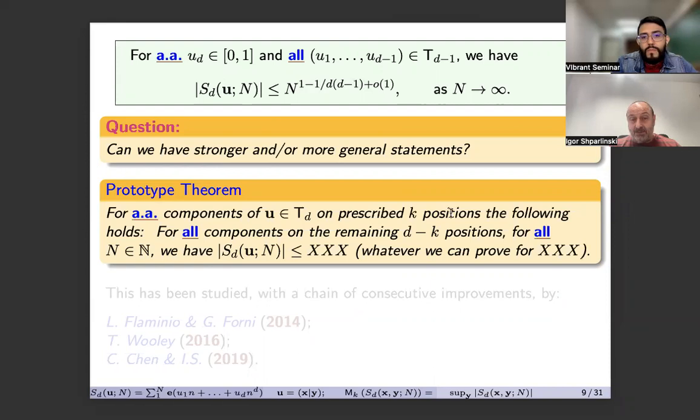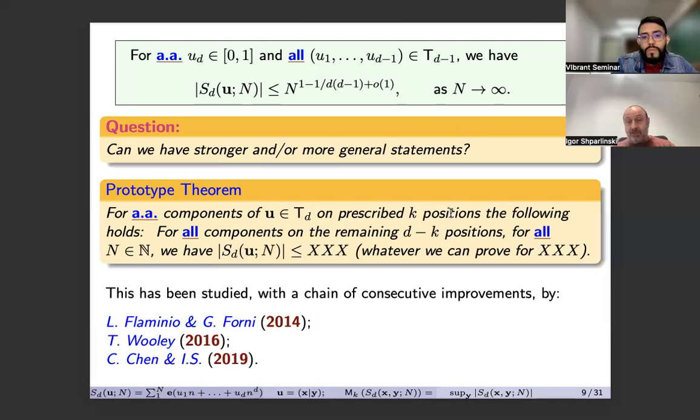But if you want to consider something more general, and actually it has been studied with a chain of consecutive improvements by first Luminio and Forni. Then Trevor Wooley obtained the results towards this equation. And a little bit later, Chen, Gao Chen and I obtained yet another series of results. So let me just describe what we actually proved.